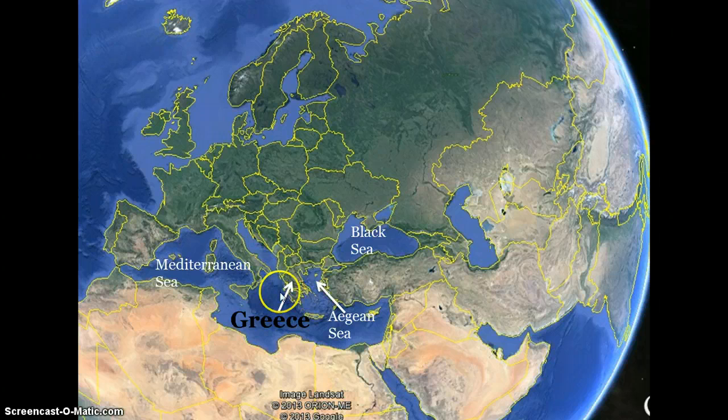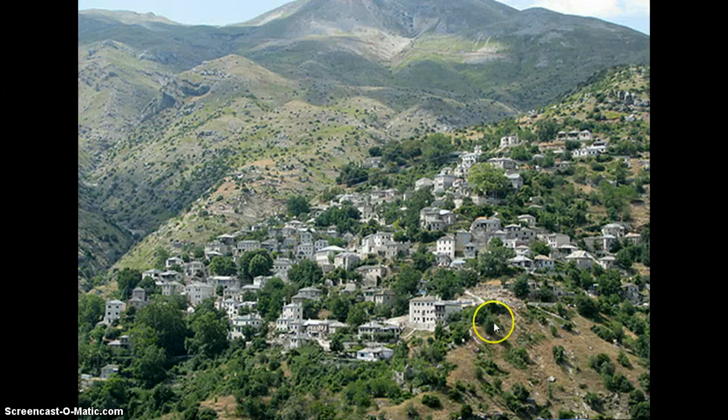Like I said, Greece is surrounded by water, so you have the Mediterranean Sea, the Aegean Sea, the Black Sea. This is a picture of a village in Greece. You can see how they build their homes to work with the mountainous landscape.